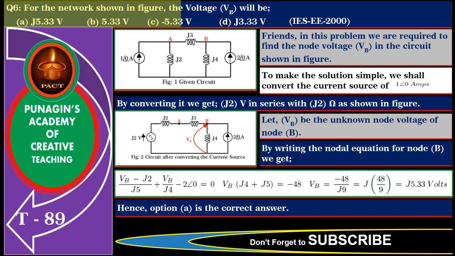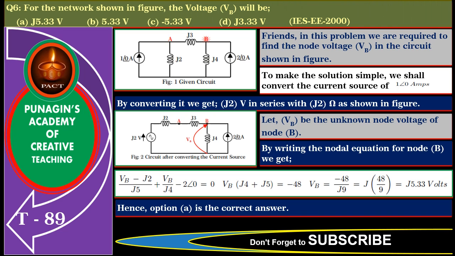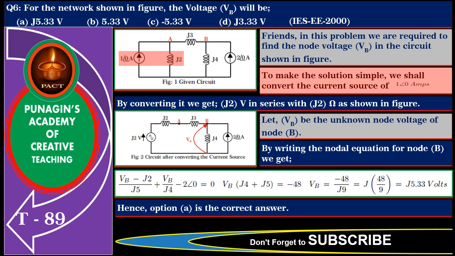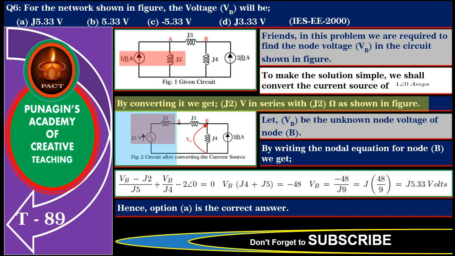Friends, in this problem, we are required to find the node voltage VB in the circuit shown in figure. The problem is simple and straightforward. To make the solution simple, we shall convert the current source of 1 angle 0 amperes. By converting it, we get j2 volts in series with j2 ohm as shown in figure.